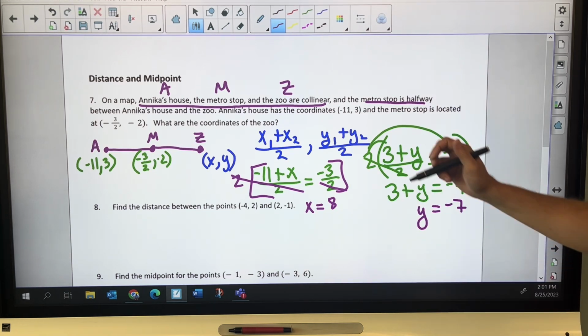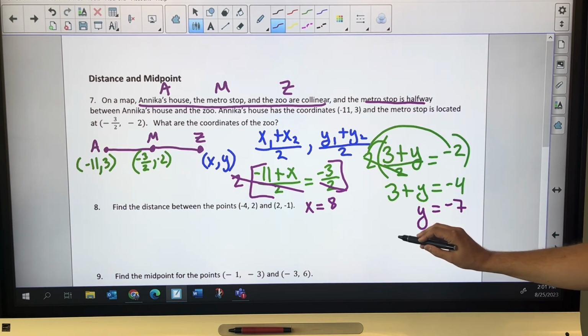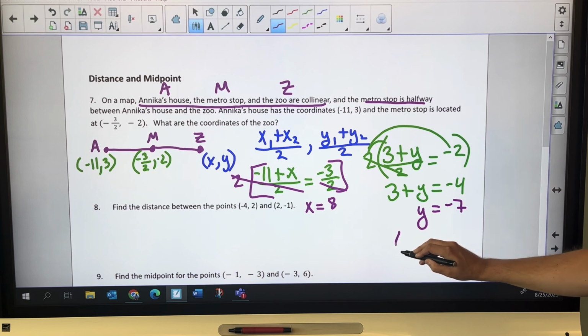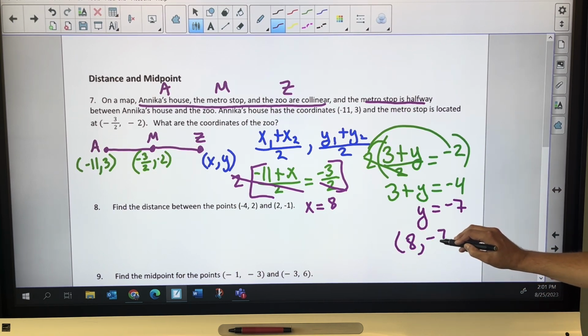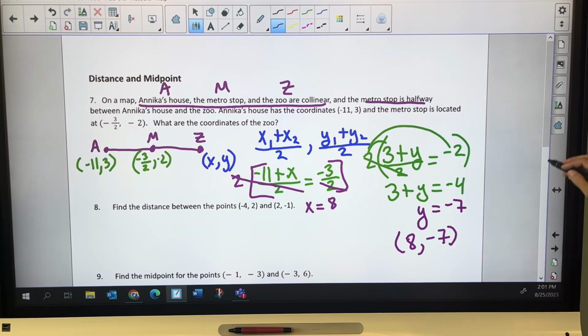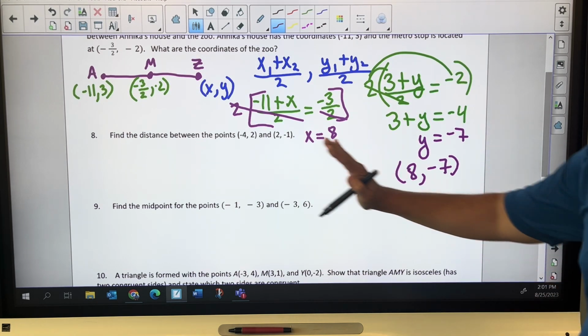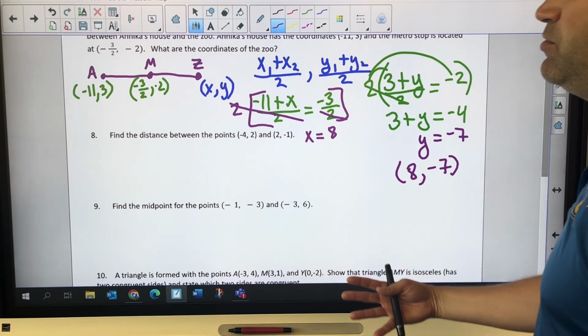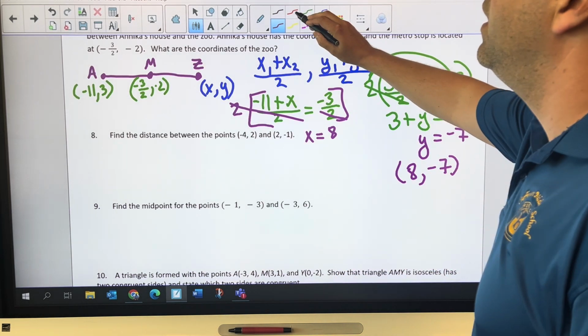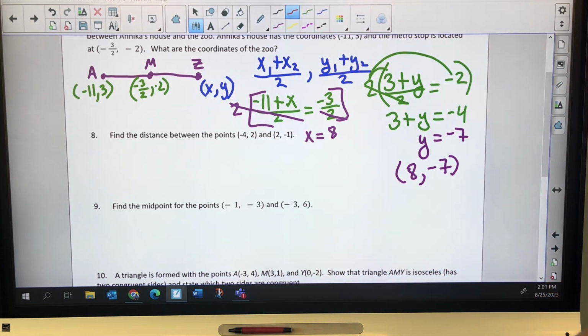Now I need to write it as a coordinate. So yeah, I'll just go right down here. And we've got x is 8, y is -7. Number 8, find the distance between the 2 points. Here we can draw that picture, kind of think about the triangle. We can also just jump straight to that distance formula. I'm going to go with the distance formula here.